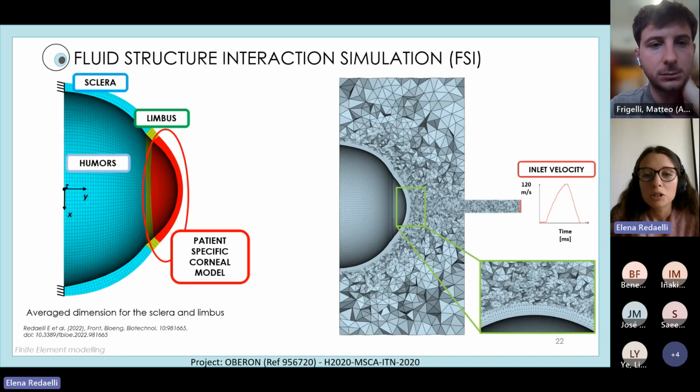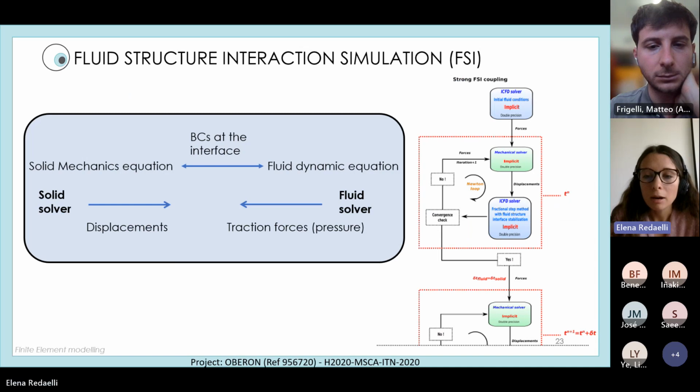Okay, so we talked about the structural model and the fluid model. Now we can speak about the interaction between them. In the fluid model, you can see that this velocity is the velocity of the curves that the device is providing us. Okay, so how does a simulation work?